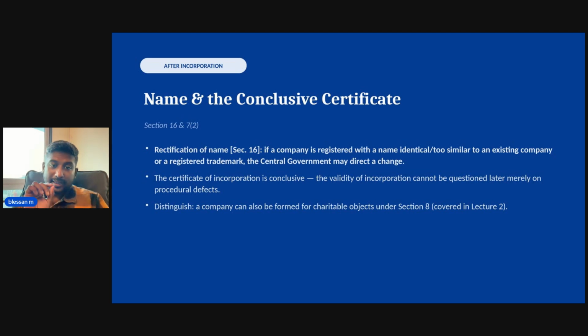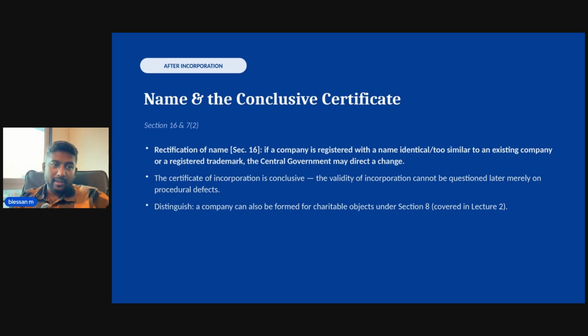Now note the subtle difference here. It is not the ROC who is directing the change, it is the central government. So this slight deviation can be exploited for MCQs. So you must be thorough in this. That is very important. You should keep on knowing this again and again, that where there is a deviation, there is a chance for an MCQ to be asked.